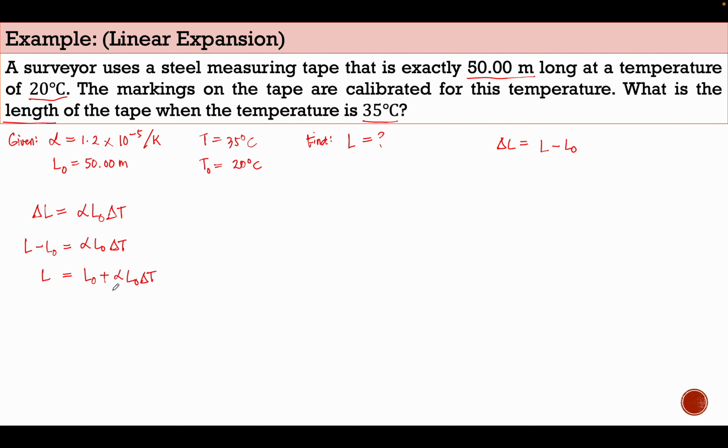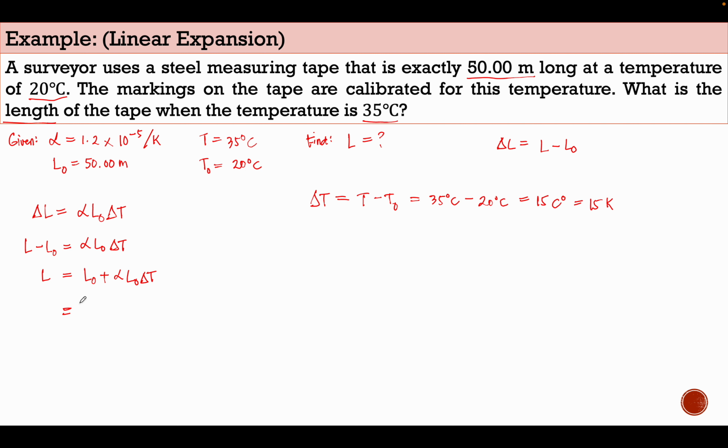Okay, so before we solve for L, we need to solve first for delta T, so we can plug in the values right away. Delta T is again final temperature minus initial temperature. We have 35 degrees Celsius minus 20 degrees Celsius. So 35 minus 20 is 15 Celsius degrees, or we can also have it as 15 Kelvin, because in the given alpha they are using 1 over Kelvin, so it's easier to cancel out the unit.